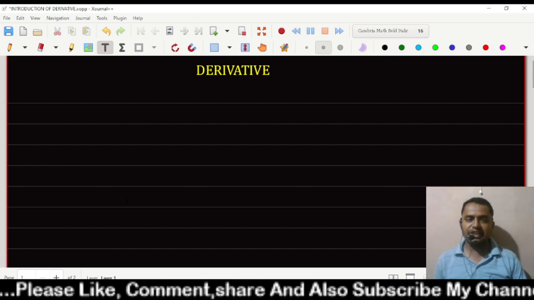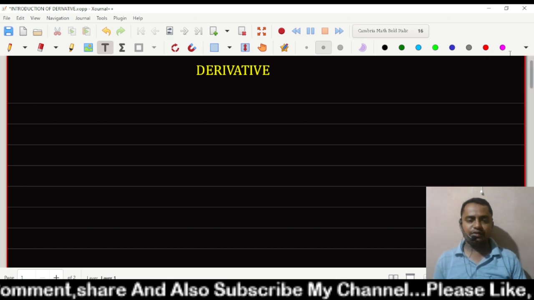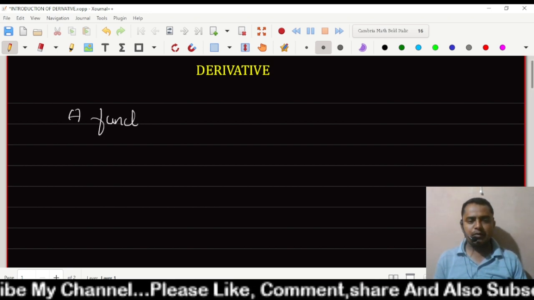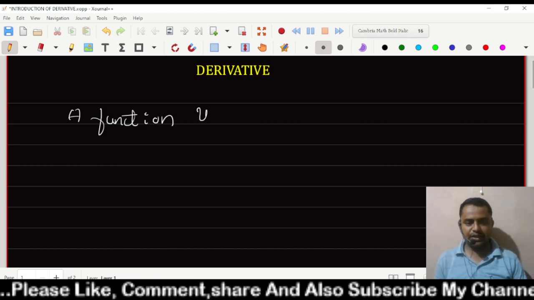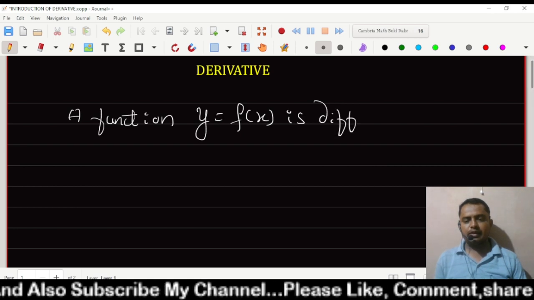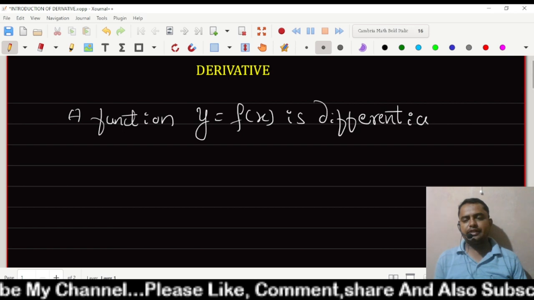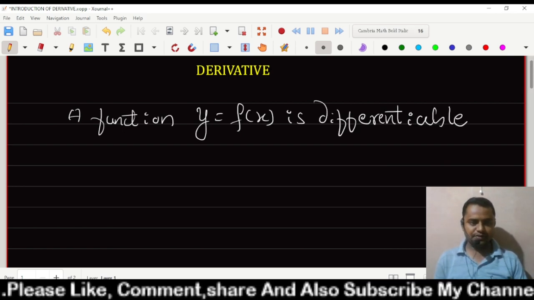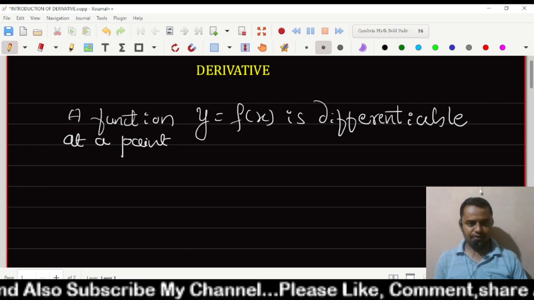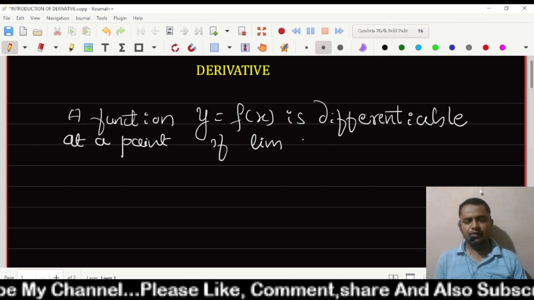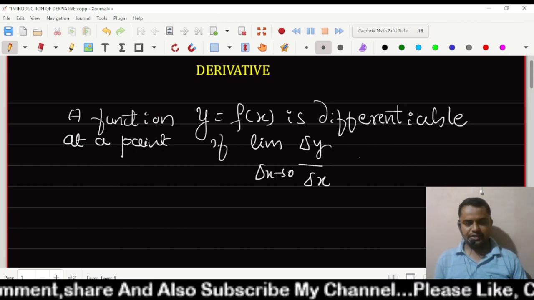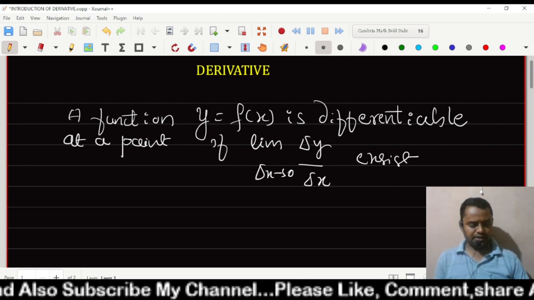A function y is equal to f of x is said to be differentiable at a point if the limit of delta y by delta x as delta x tends to 0 exists at that point.